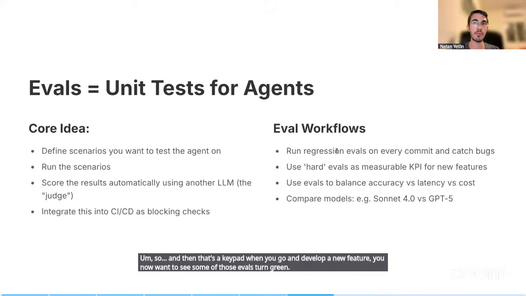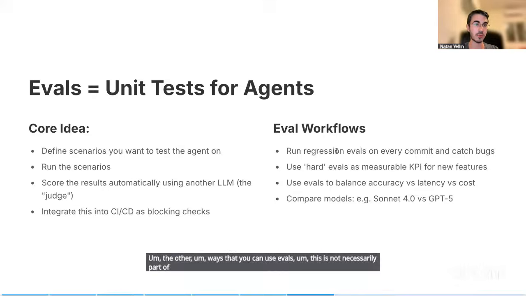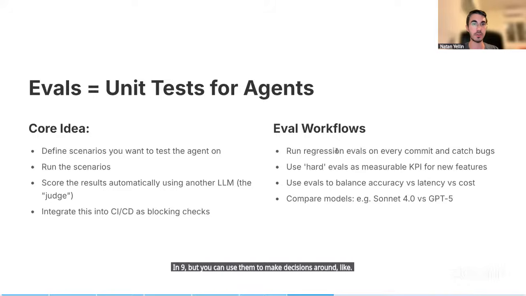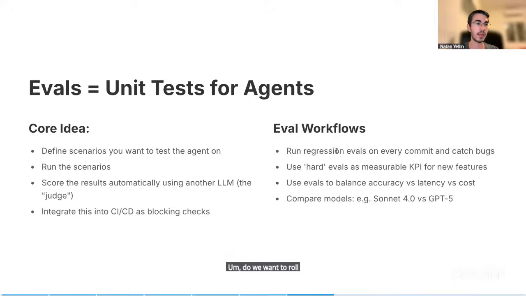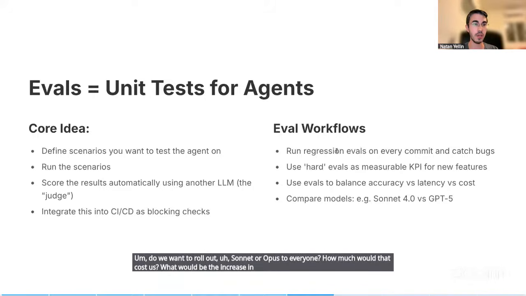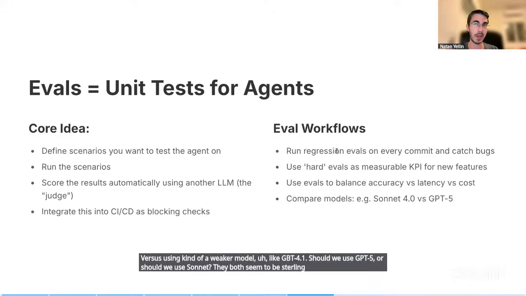The other ways that you can use evals, this is not necessarily part of CI/CD in the software development lifecycle inline, but you can use them to make decisions around accuracy versus latency versus cost. For example, do we want to roll out Sonnet or Opus to everyone? How much would that cost us? What would be the increase in latency if we use Sonnet versus using a weaker model like GPT 4.1? Or should we use GPT-5 or should we use Sonnet? They both seem to be strong models. Which one is actually better on these use cases? So when you have evals, you can run the evals on each set of models and then get a really, really clear-cut answer.